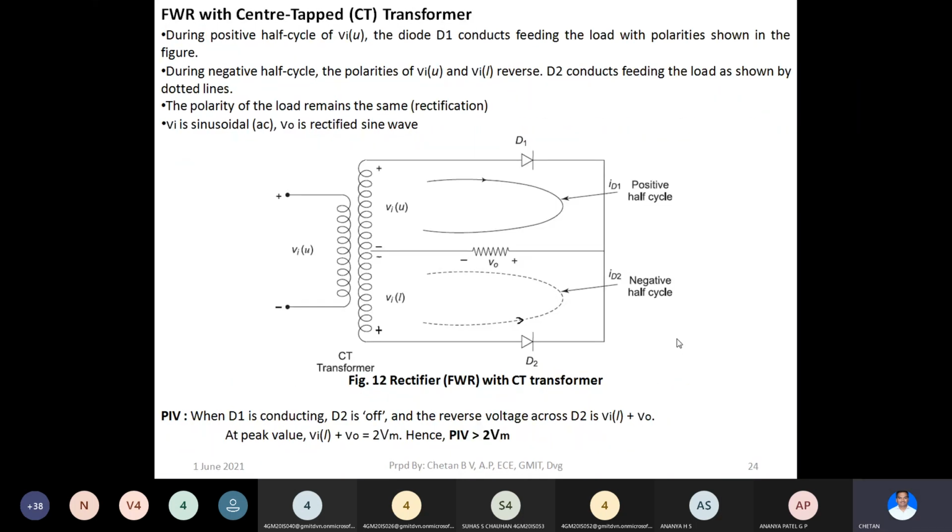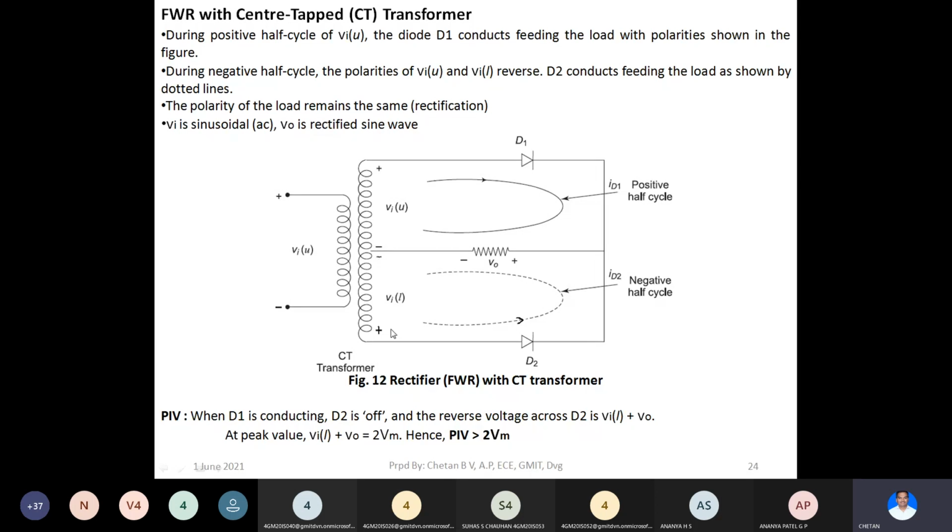Next, we shall move to one more full wave rectifier, which is full wave rectifier with center tapped transformer. Right. So center tap transformer, as you can see here in this diagram. So this is the symbol for the transformer. As you have studied in basic electricals, transformer will have two windings. One is the primary winding. The second one is the secondary winding.